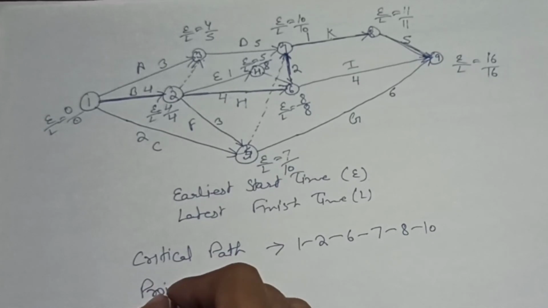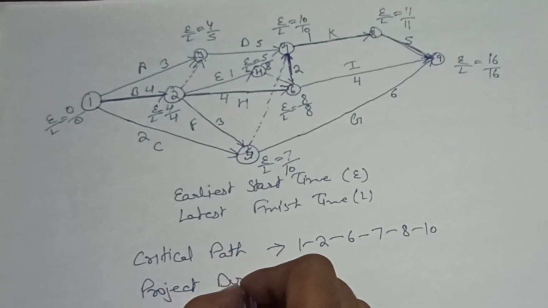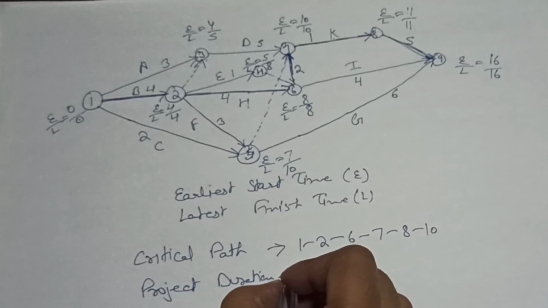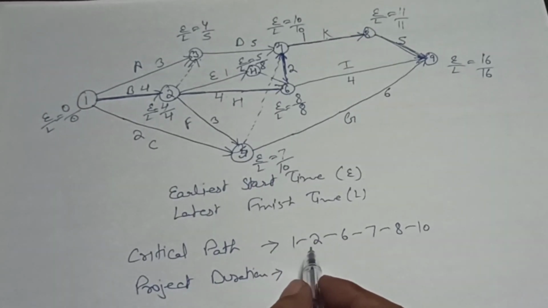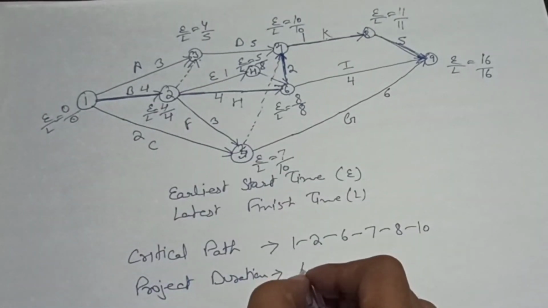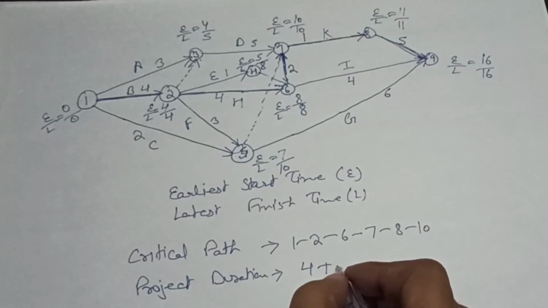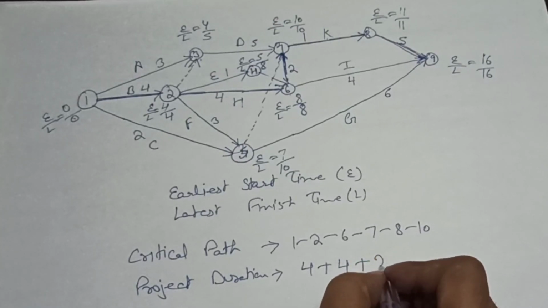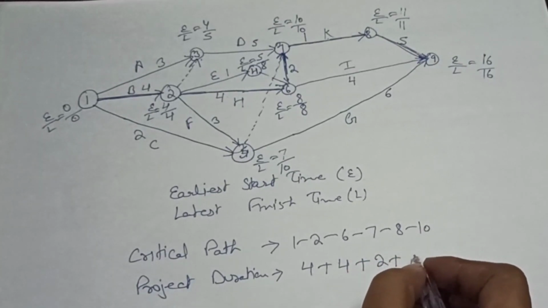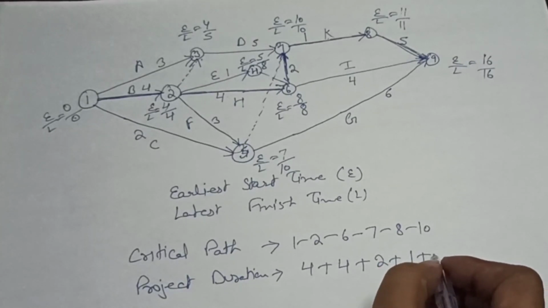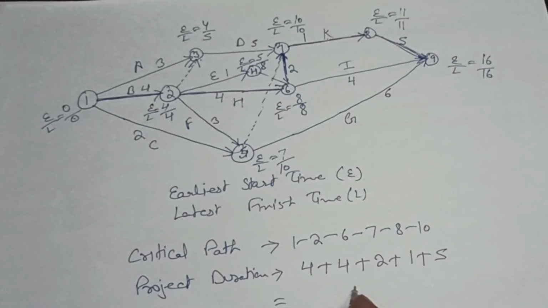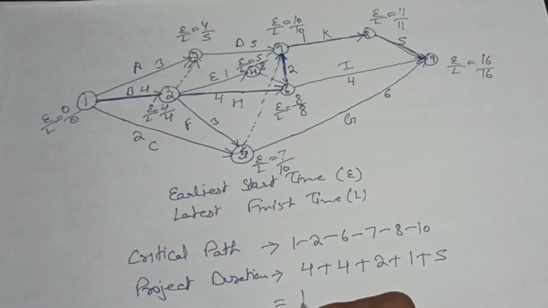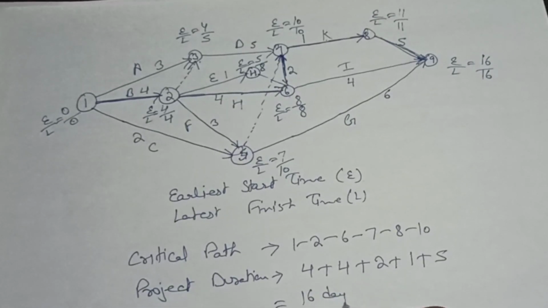Now we will find our project duration. So you can see for this activity 1 to 2 duration is 4 days. 2 to 6 activity duration is 4 days. 6 to 7 duration is 2 days. For 7 to 8 duration is 1 day. For 8 to 10 duration is 5 days. So we can say 4 plus 4 is equal to 8 plus 2 is equal to 10 plus 1 is equal to 11 plus 5 is equal to 16. Our project duration is 16 days in this practical.